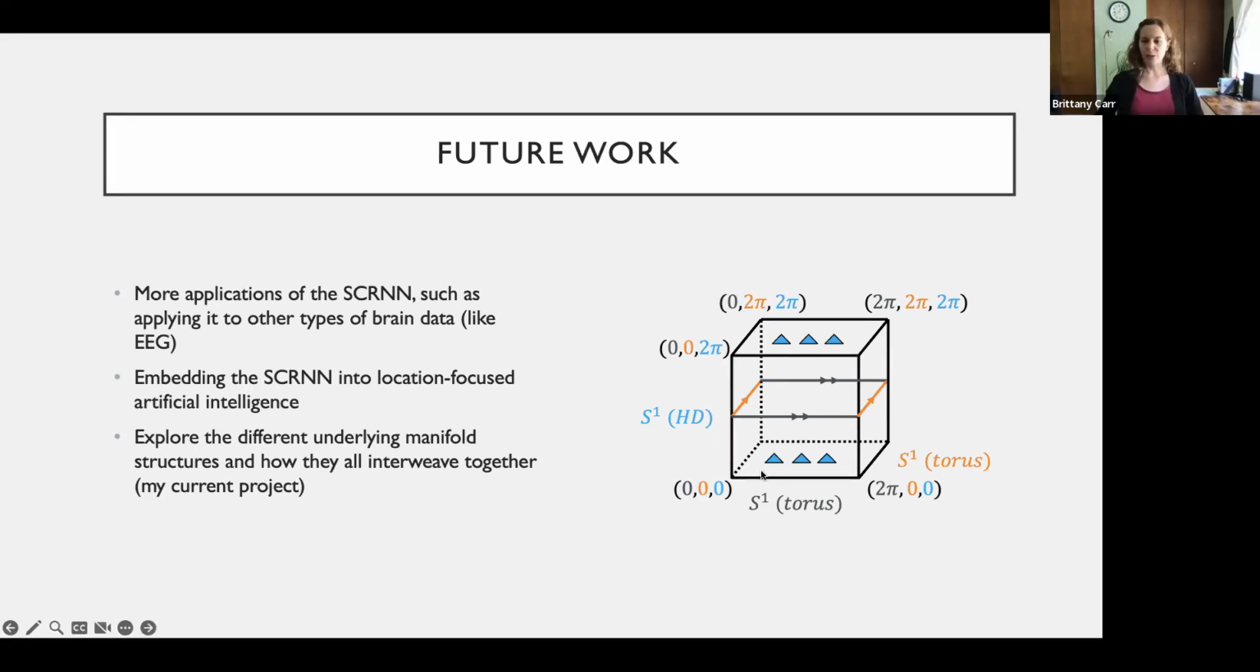And so what I'm working on is trying to show that these manifolds that have been shown as separate are actually together, right? So instead, I'm looking at maybe a single module of grid cells, right? This would give me a 3-torus. And so if I have a point on the 3-torus, that's going to give me a corresponding head direction and grid location. And how all of those different modules are going to combine is an area that I'm currently investigating.